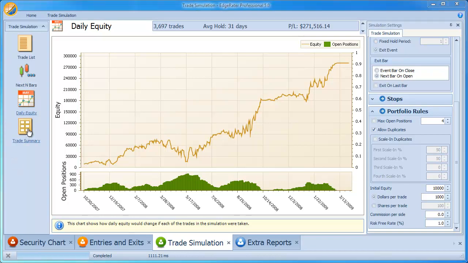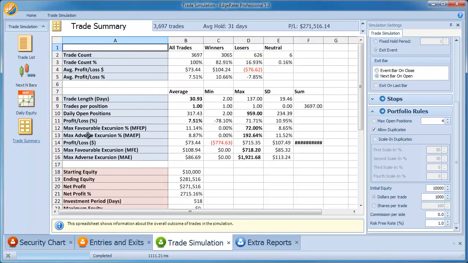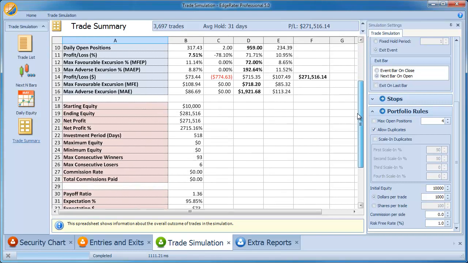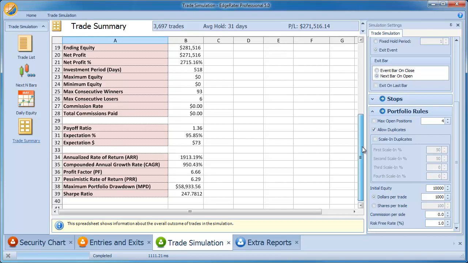The last report that's available is the summary report, and that summarizes all of the information we've seen in the other screens into a single spreadsheet. So we see the number of trades that were taken, winners, losers, percentage of winners, percentage of losers, and all other statistics that help traders decide whether or not a trading system is going to work for them.